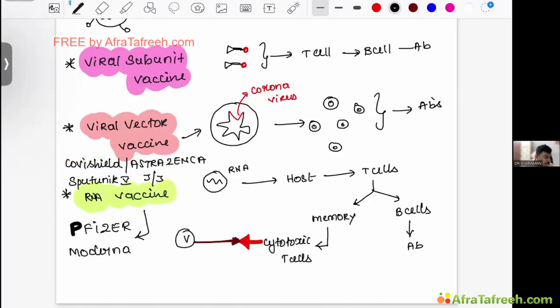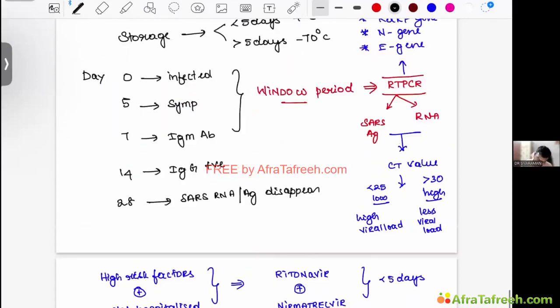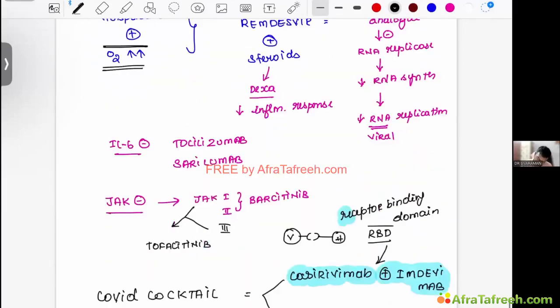Where will you use steroids? In patients with moderate to severe disease with oxygen requirement. Favipiravir, I told you, is not useful. Even if you are going to use it, it is useful only in mild disease. Baricitinib, what I told you here, where I told you. Okay.